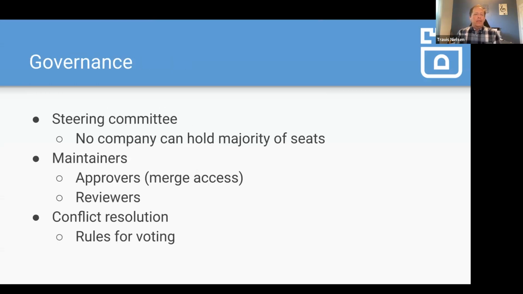And then what do we do for governance? For our governance, we have a steering committee, the people who can vote on things pertaining to the project, and no company can hold a majority of seats. Ideally, and currently, only one company has at most one seat on the steering committee. That way, voting on important decisions takes place without one company having control of it.